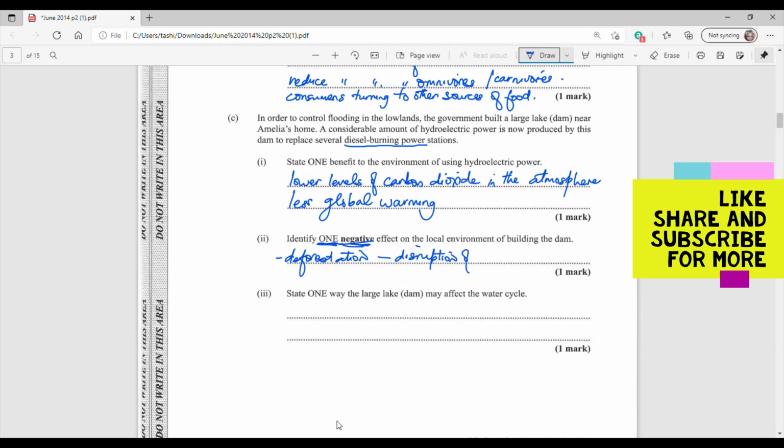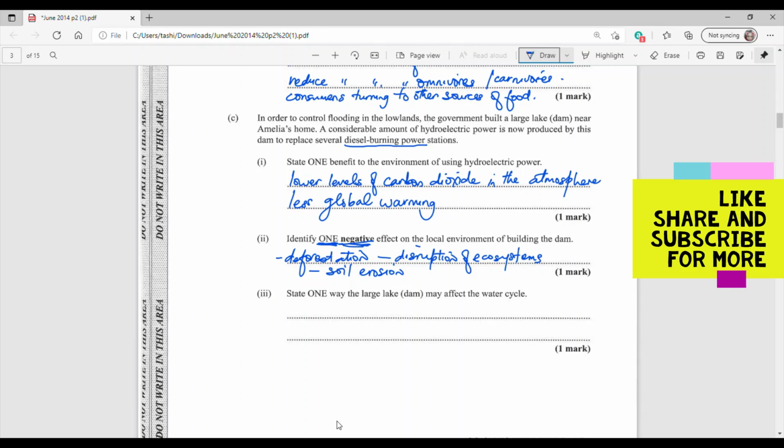So species would have been displaced. Their habitats would have become fragmented, etc. So disruption of ecosystems. We can also say soil erosion and the possibility or the potential for landslides as well. All right, so that is one negative effect on the local environment.